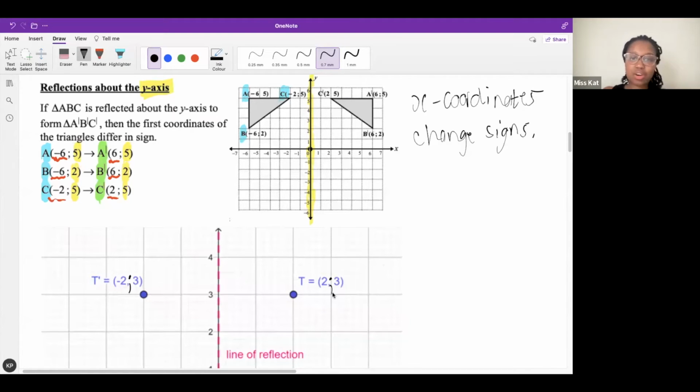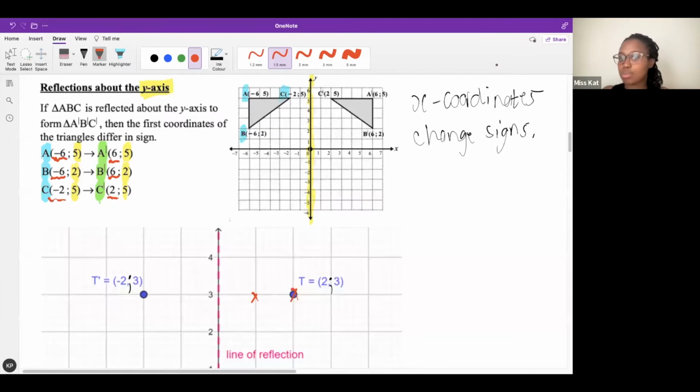Okay, so we had an original point of 2, 3. And we are told reflected upon the y-axis. What is the distance of T from the y-axis? What is our distance of the point T from the y-axis? 2. Thank you very much, guys. 1, 2. Therefore, the reflection has to be how many blocks away from the y-axis? If the original is 2 blocks away from the y-axis, then the reflection also has to be 2.